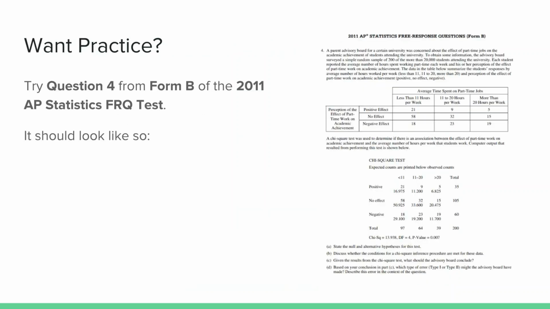Now, if you want some practice for how to solve a chi-squared question, try question 4 from Form B of the 2011 AP Statistics test.